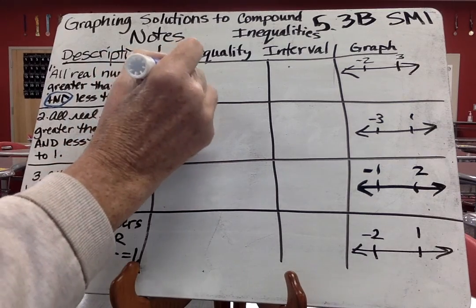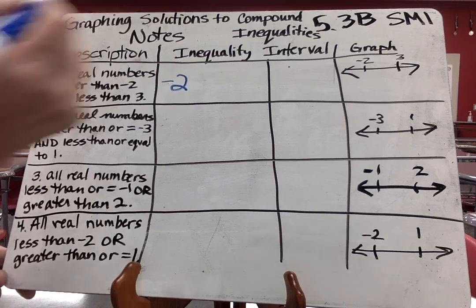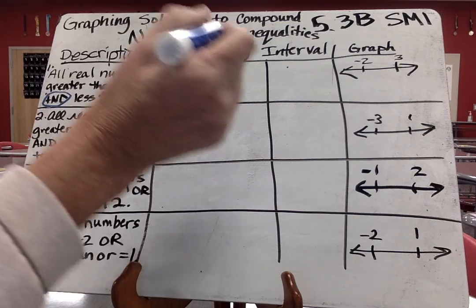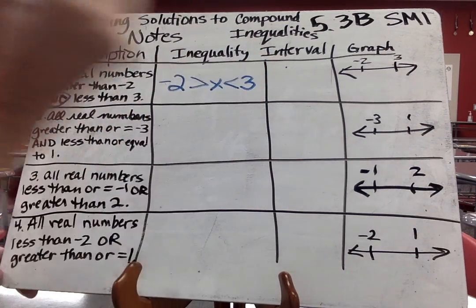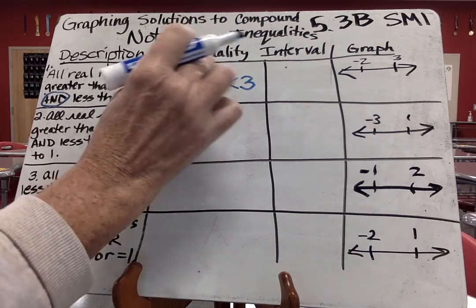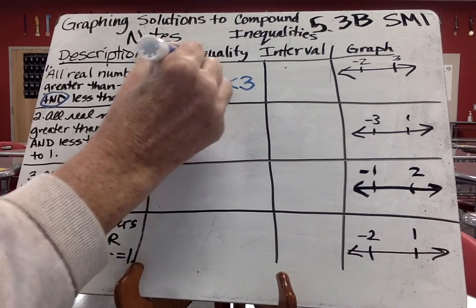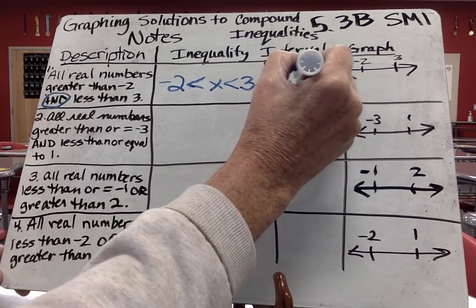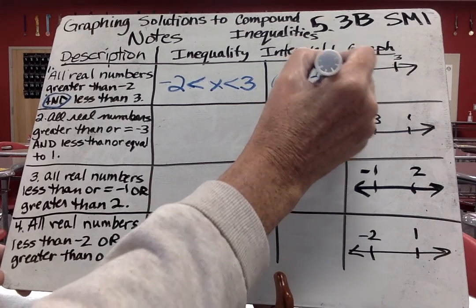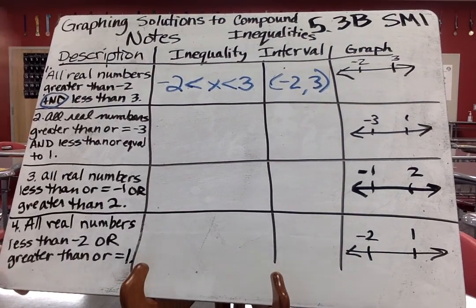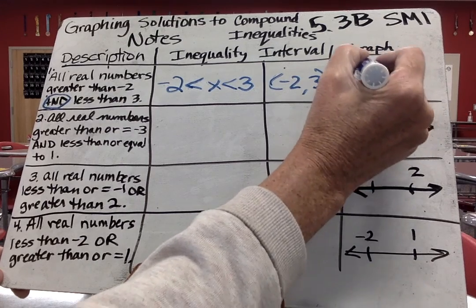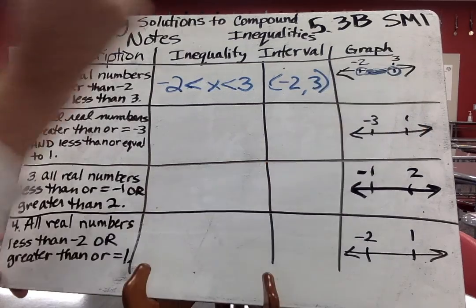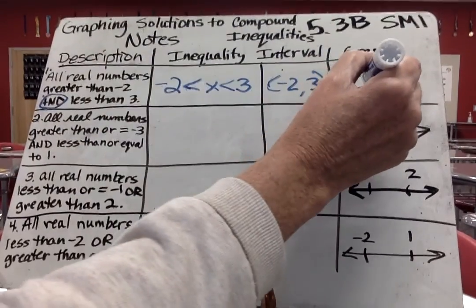So we say -2 is less than x, not less than or equal to, and x is less than 3. I wrote that incorrectly, so there, I corrected myself. The interval is going to be the smallest number, -2, not included, and 3 not included. And then the graph is going to be both open dots because it does not include them, and it's shaded in between. Hey, I can make a happy face out of that.